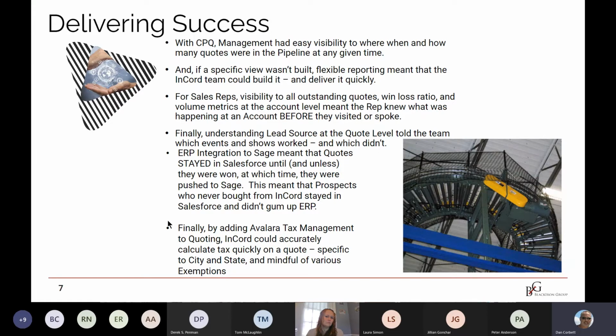And in that way, we didn't have all this junk out there in Sage that was never going to go anywhere. I don't mean that the way it sounds, but people lose quotes. None of that stuff had to be in the ERP. And what was in the ERP became sales orders. And that data kept the inventory control and the accounting piece and all that happening seamlessly over in Sage.